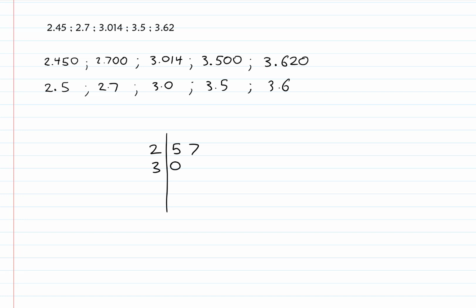There would be 2.5, there's 2.7, 3.0, 3.5, 3.6. If you feel that that is condensed too much, and now you've ruined your plot the other way, now instead of being too spread out, now it's too clumped up, then you could go in between, and you could say, well, let's go to the 100s decimal place.